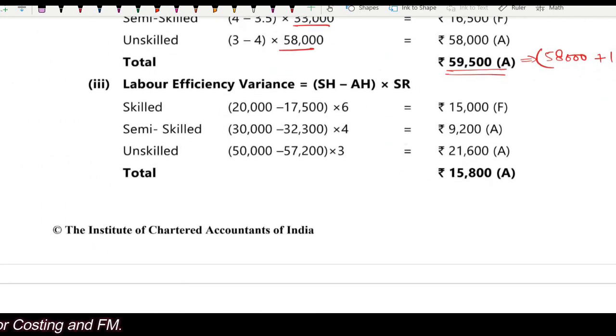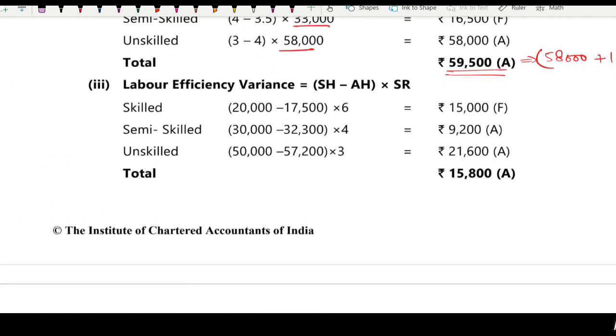Now efficiency variance. The efficiency will be calculated on the basis of actual hours. Now this actual hours will be worked for.